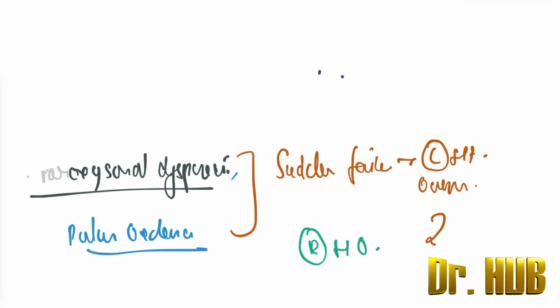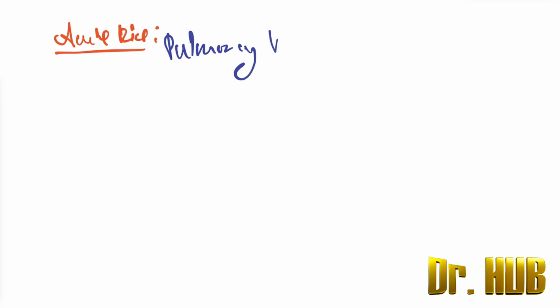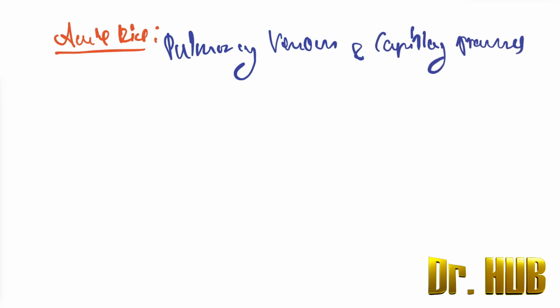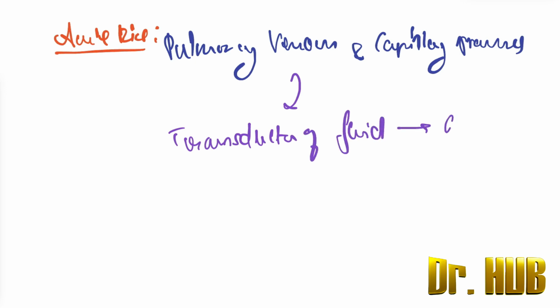And due to this, there is an acute rise in the pulmonary venous and capillary pressure, and this leads to transudation of fluid into the air spaces.